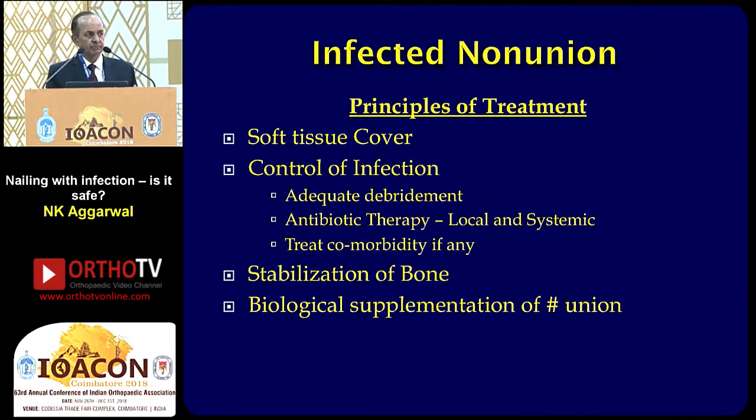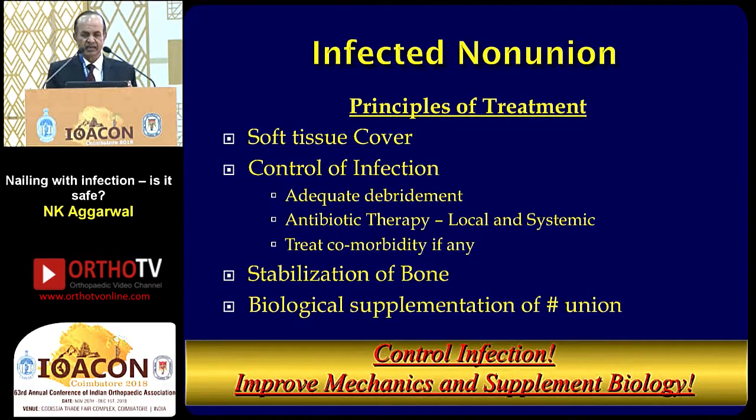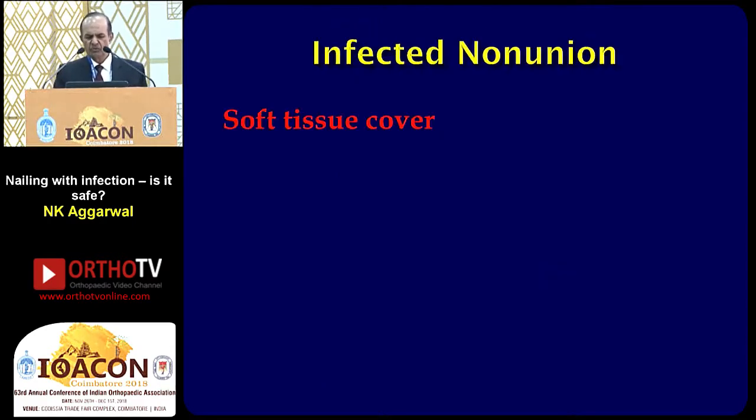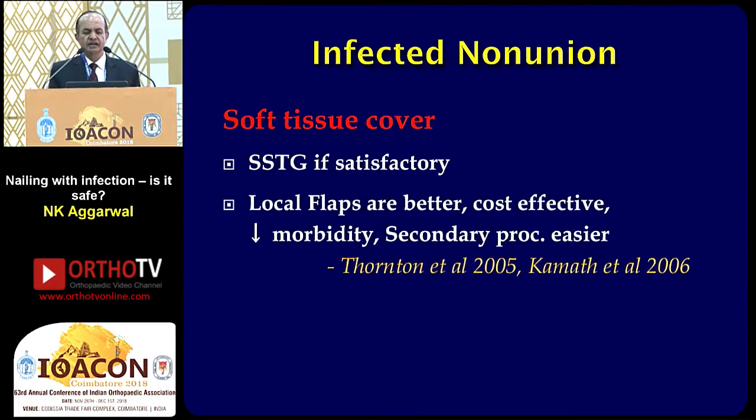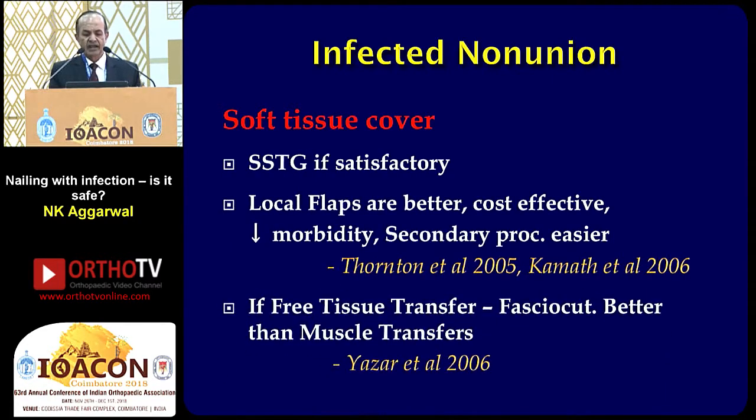All these principles have remained the same for the last 50 years or so. But methods have changed as technology and our understanding of various technological advancements have increased. So basically, we control infection, improve mechanics, and supplement biology. What are the treatment options for soft tissue cover? Split thickness skin graft if satisfactory, or local flaps are better than distant flaps. And if free tissue transfer at all is required, fasciocutaneous is better.